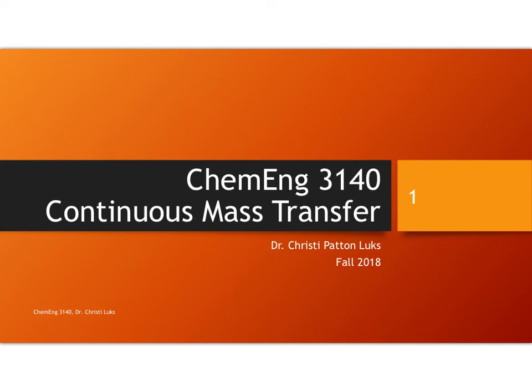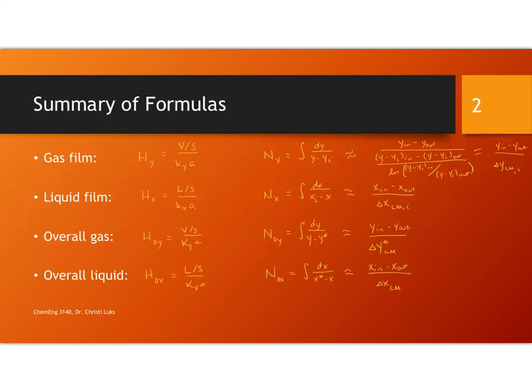In this lesson, we'll be looking at an example that is going to be a stripper. And again, we have our same summary of formulas, so we can calculate the height of a transfer unit, depending on whether we have film coefficients or overall mass transfer coefficients, and the number of transfer units that are appropriate for our given information. And these formulas are shown here.